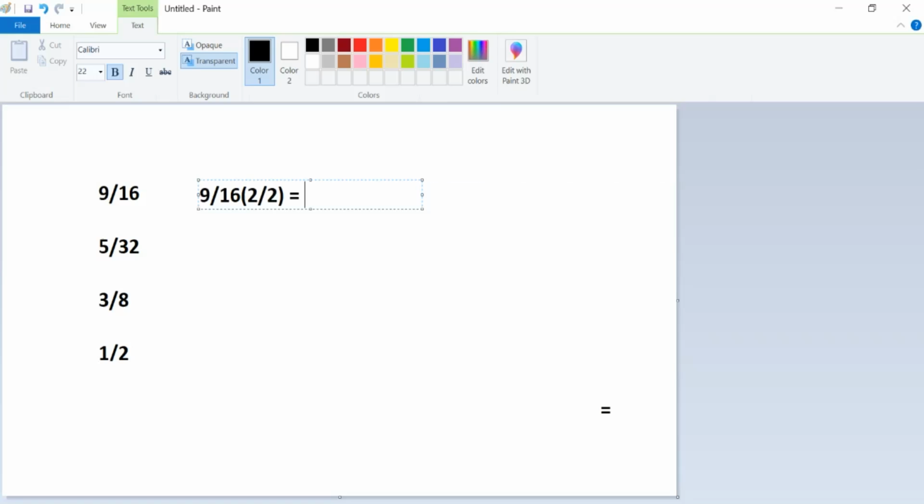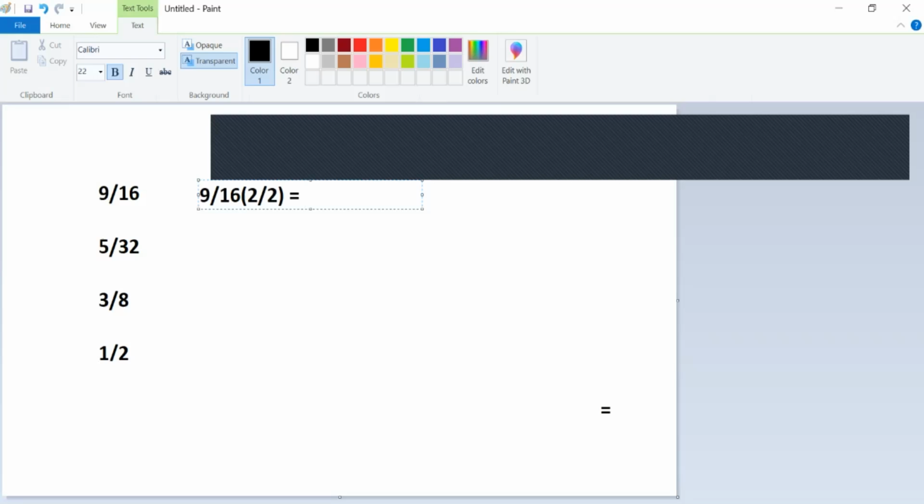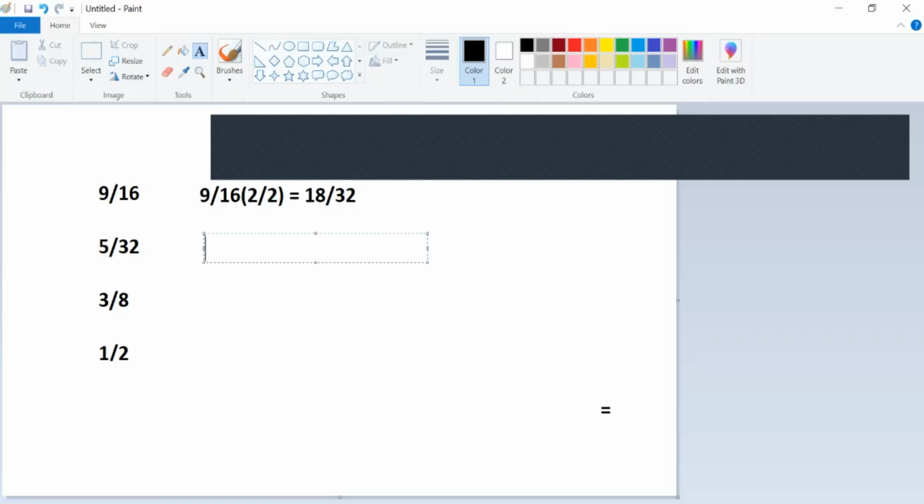In other words, I'm going to multiply the numerator by 2 and the denominator by 2. It doesn't change the value of this fraction at all because it's 2/2. But it allows me to get a denominator of 32. So the top is going to be 9 times 2, which is 18. Excuse me, the bottom is going to be 16 times 2, which is 32, okay? So that's that one.